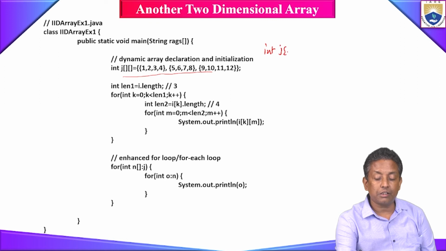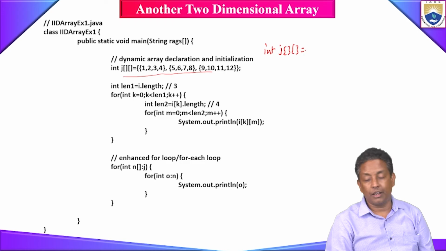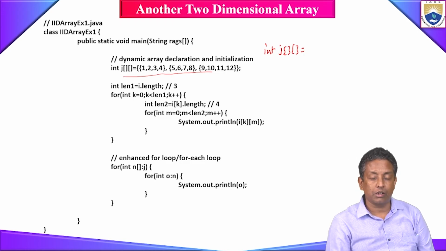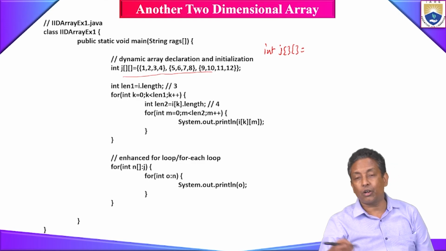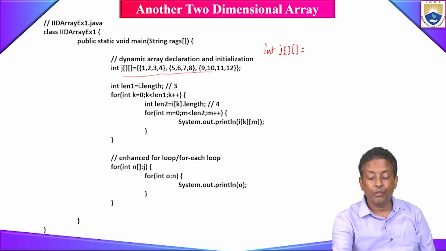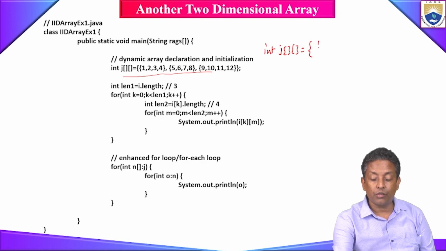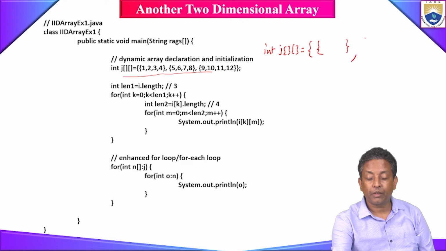Int j square bracket is equal to, we want how many rows? 3 rows. In each row how many values we want? Or otherwise we want 4 rows, in each row we want 5 values. So however you want. You open one flower bracket. How many rows do you want? You want 3 rows. 1, 2, 3 rows.